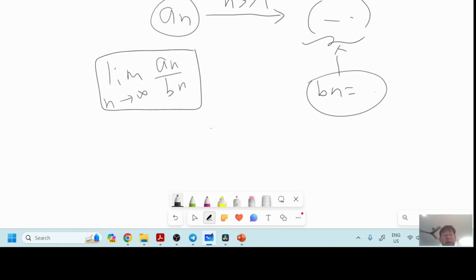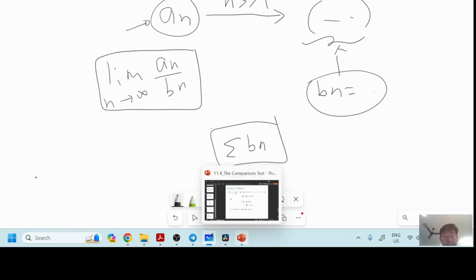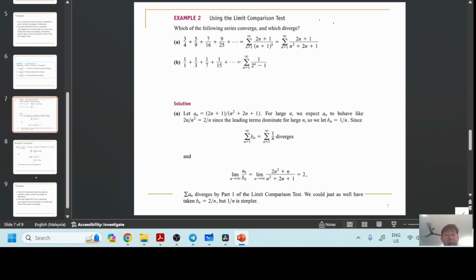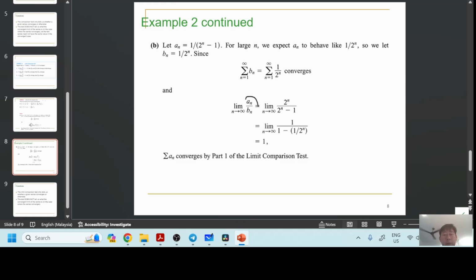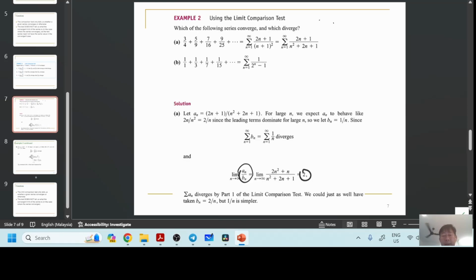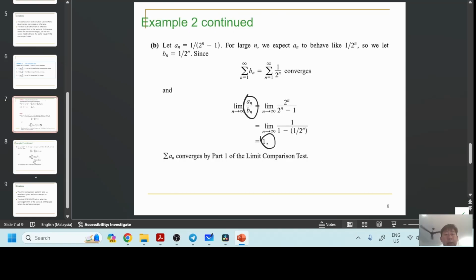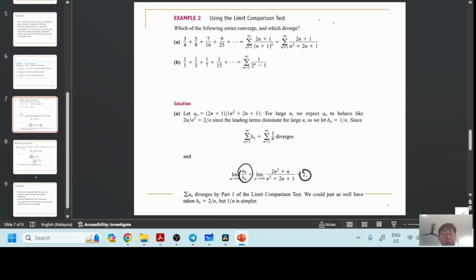By looking at the result of the limit and combining it with the knowledge of the convergence properties of the series bn, you can then conclude whether the series an is convergent or divergent. In both cases that we have shown in example 2a and 2b, the limit is shown to be finite. Therefore, in both examples, the fate of series a and series b are tied together. With that, we can conclude the convergence of series a because we know the convergence of series b.